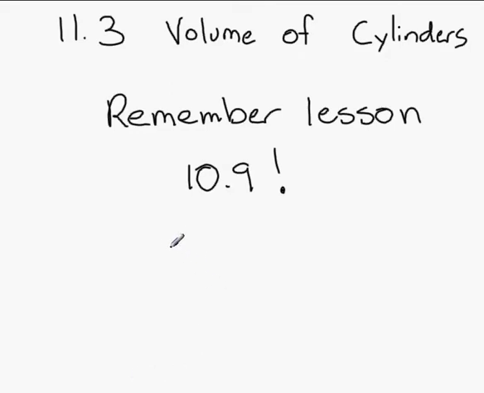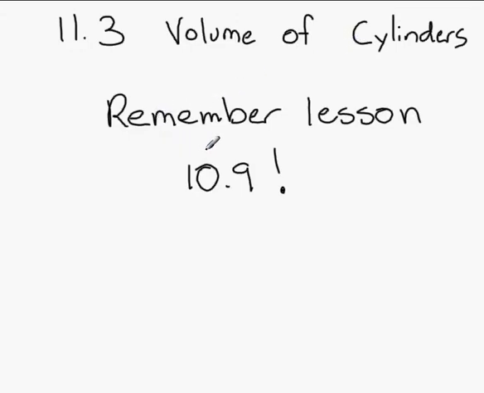As we move on, we get to lesson 11.3. This one focuses on the volume of cylinders. Now, we've done volume before. We looked back in chapter 9 and we had dealt with volume of regular prisms and those types of shapes. We're going to look at some different types of shapes today. We're going to look at cylinders.